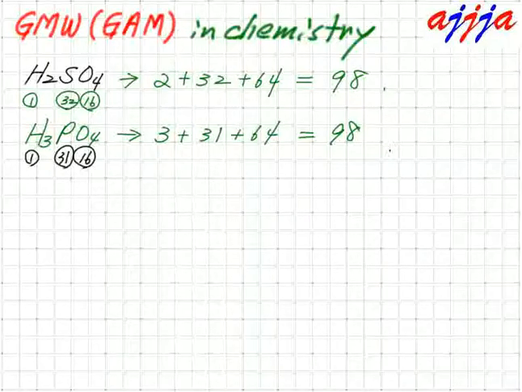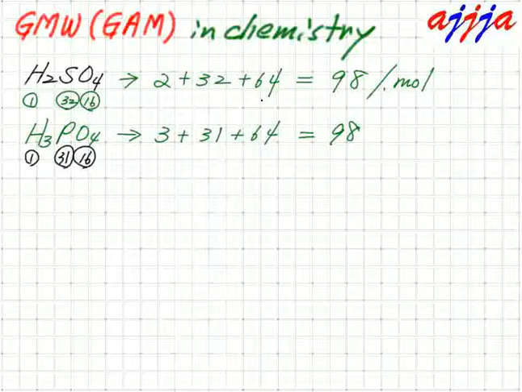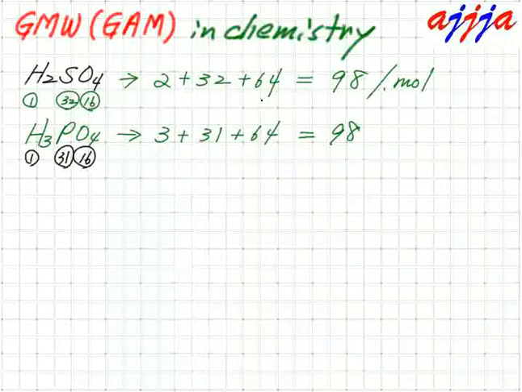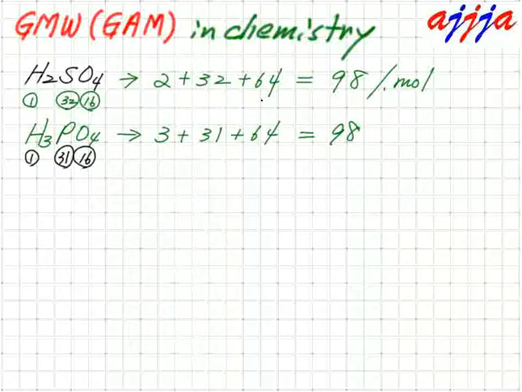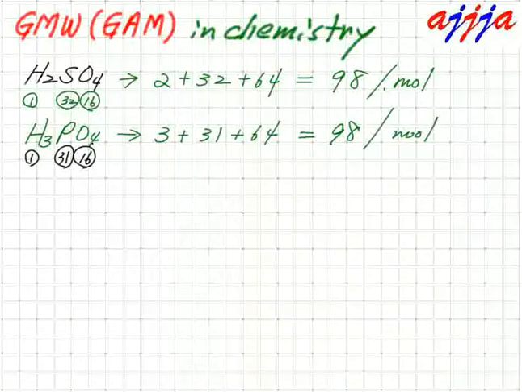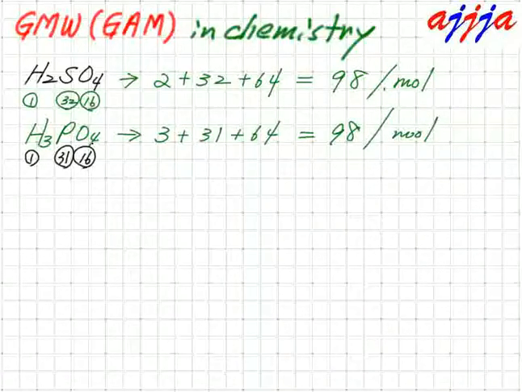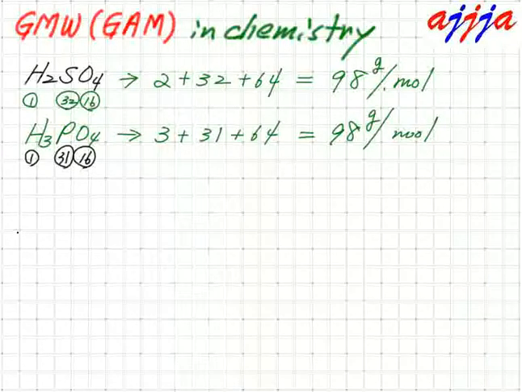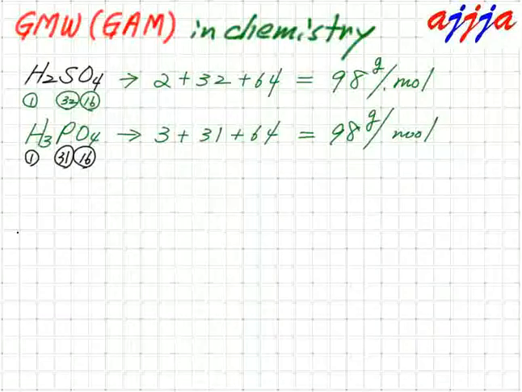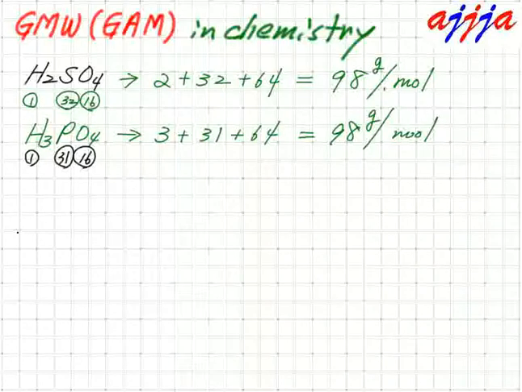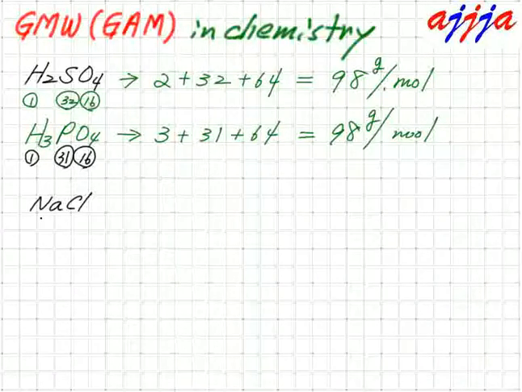We call this one per mole. Same thing, per mole of sulfuric acid. This one, per mole, 1 mole. See, 1 mole of phosphoric acid, the weight is 98 grams. I'm going to put G right there. G, 98 grams. Maybe let's talk about one more.